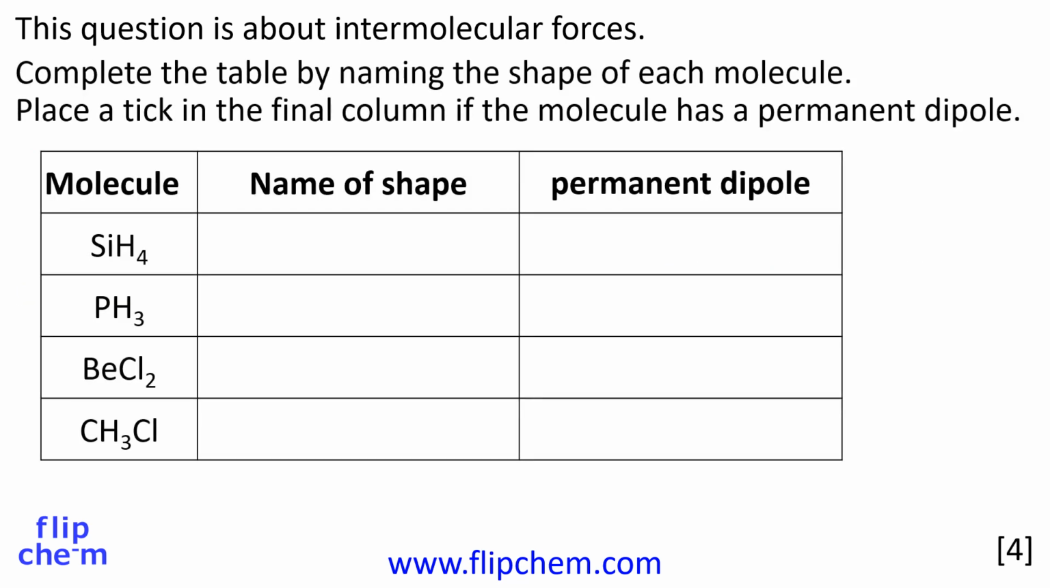And here's the final part of the question. Complete the table by naming the shape of each molecule. Place a tick in the final column if the molecule has a permanent dipole.